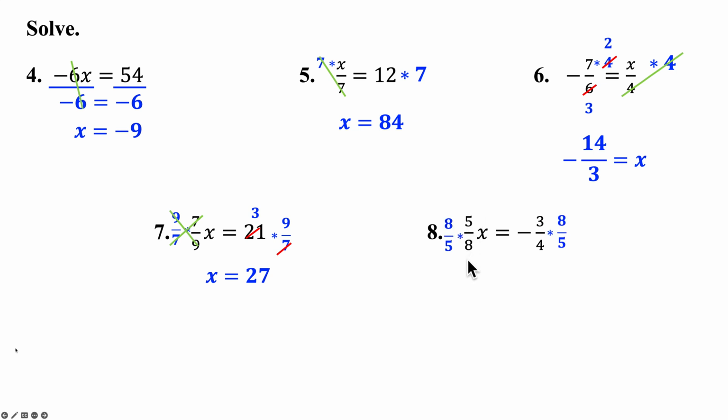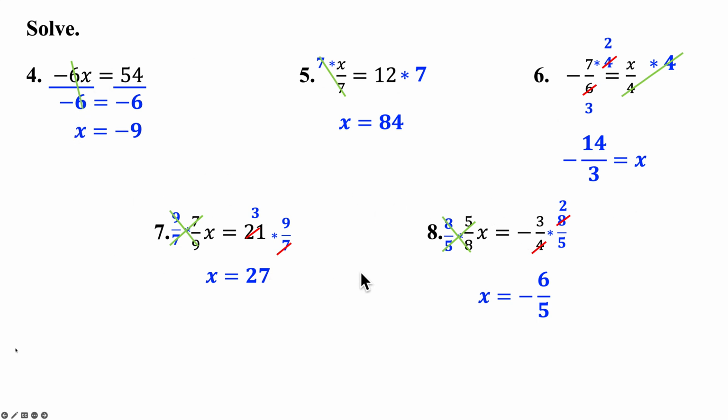So same thing here with number 8, multiplying by 5/8. We're going to multiply by the reciprocal 8/5. Cancel that out. And let's see, 4 can go into 8 twice, so we have negative 6 over 5 for an answer.